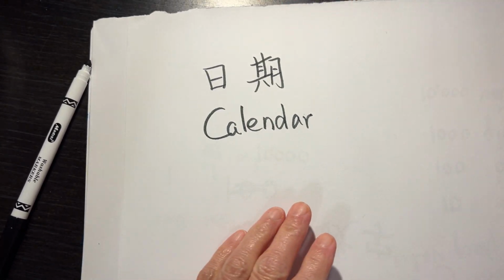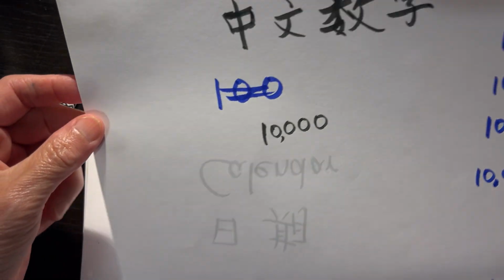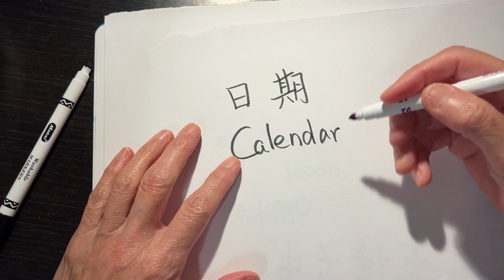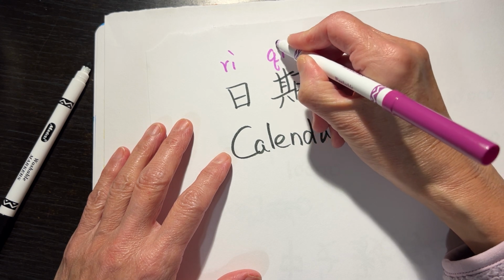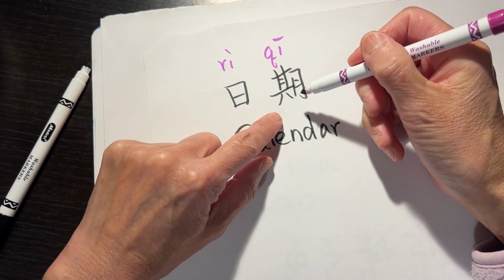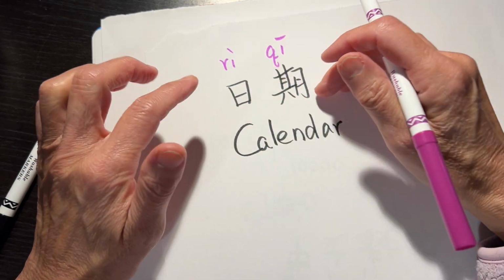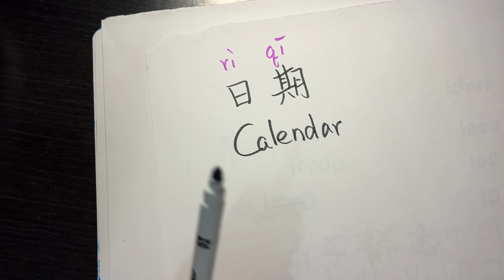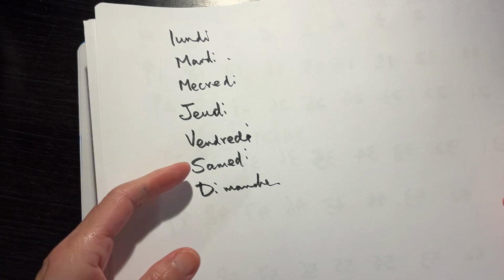So yesterday we talked about the Chinese number system. This is more or less in the same category. It's the Chinese calendar, 日期. 日 is day, 期 is period, a period of a daytime. So 日期 is the Chinese calendar. For French and English, we have different ways to write Monday, Tuesday, Wednesday, Thursday, Friday, Saturday, right?